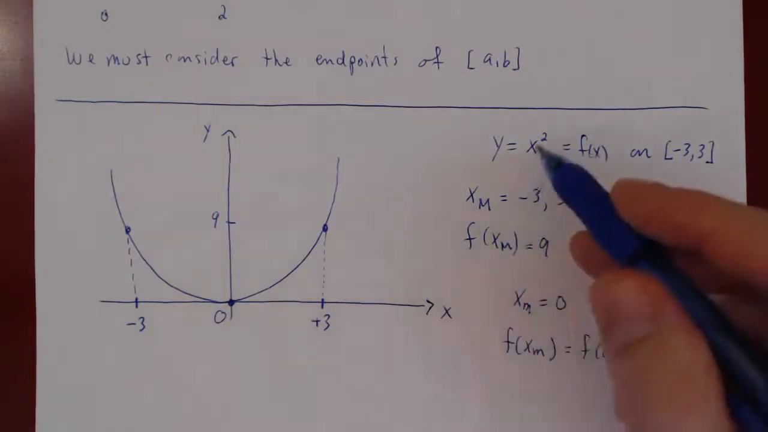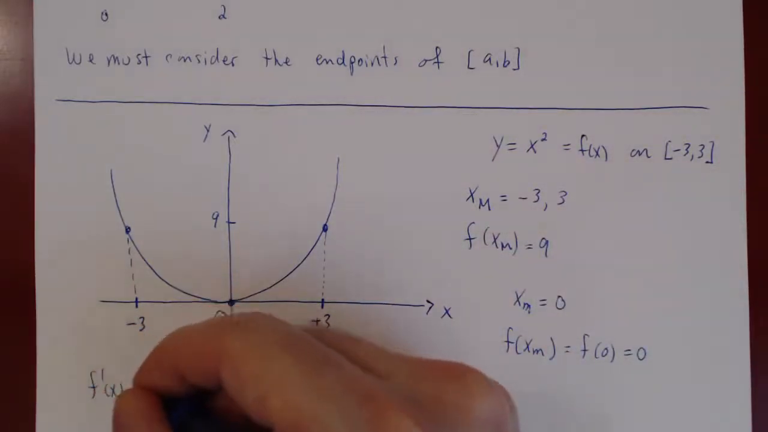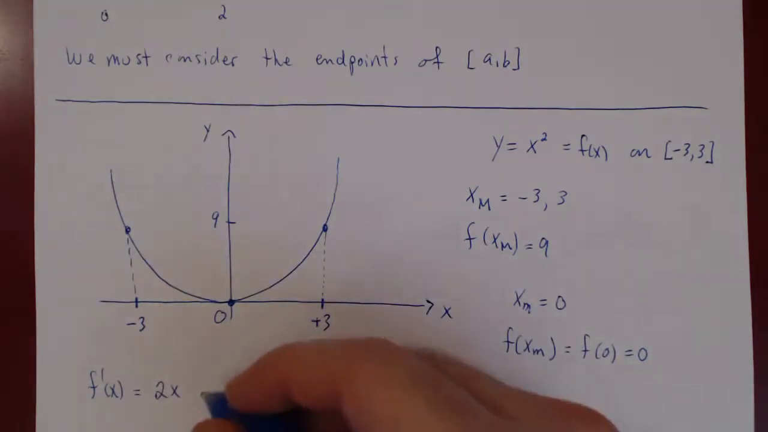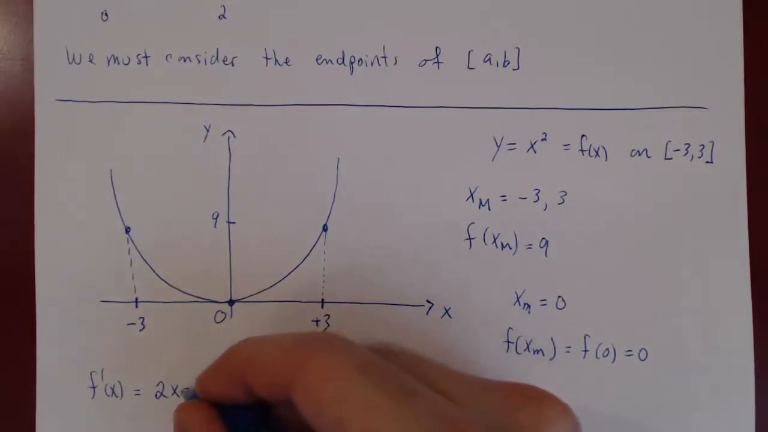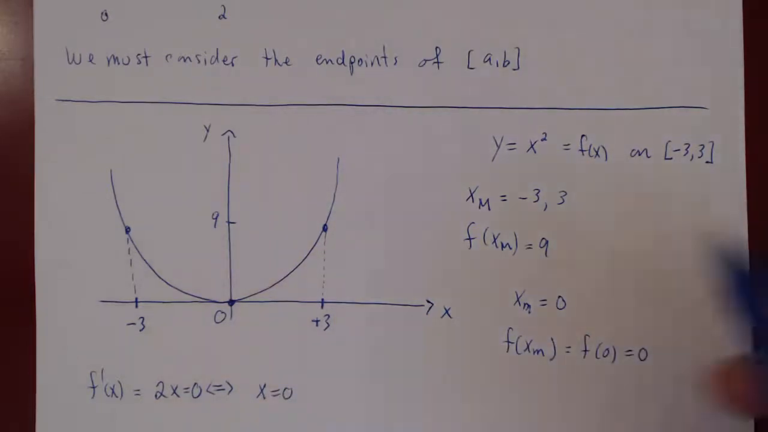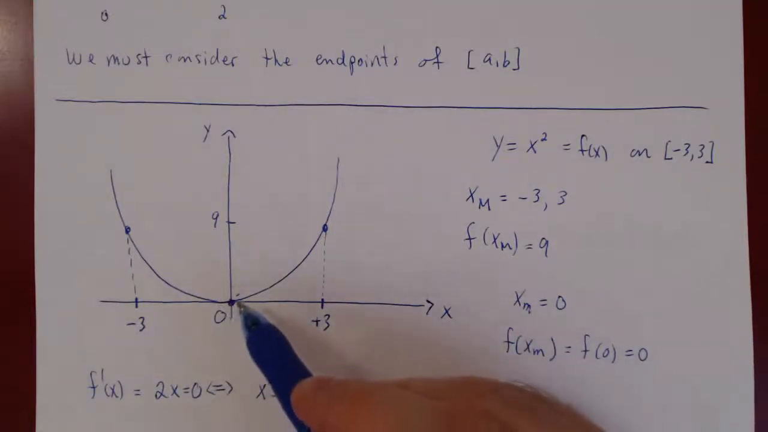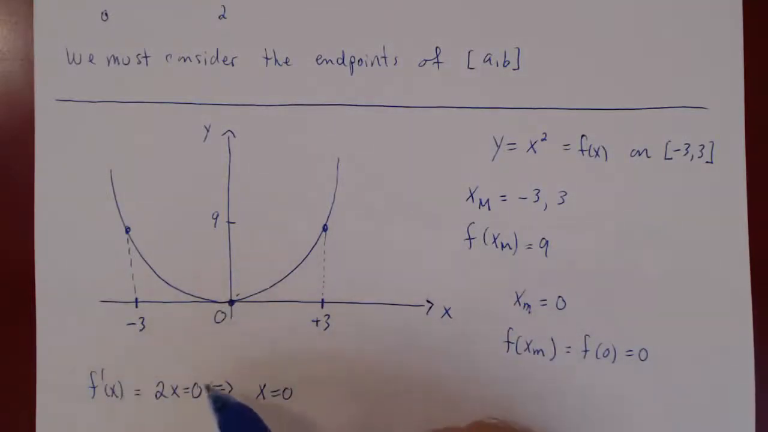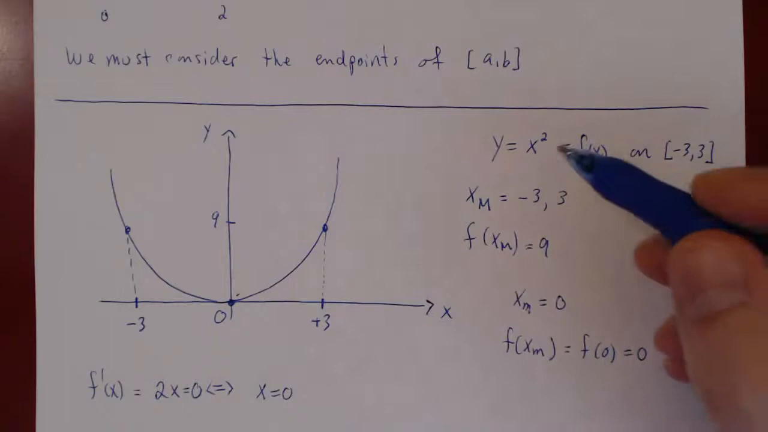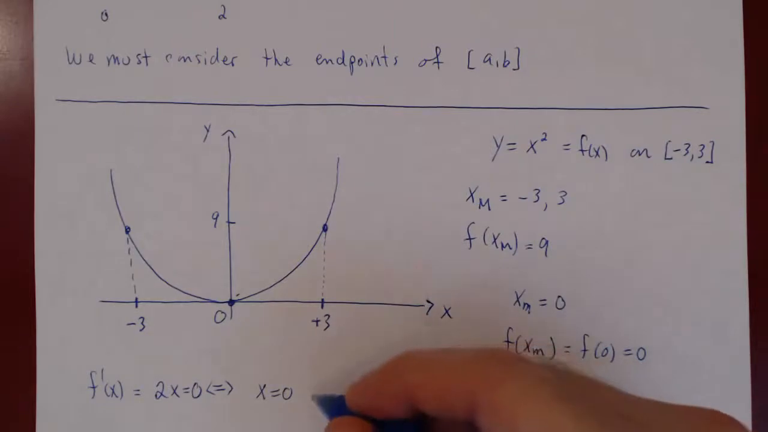What is special here about our absolute minimum? Well, let's look at the derivative of our function. So f prime of x is simply 2x. And the only critical point of our function is where the derivative is 0. So this is 0 if and only if x is equal to 0. So you see that our function y equals x squared between negative 3 and 3 has a unique critical point where the derivative is equal to 0, and that critical point is 0. And in this example, the absolute minimum of x squared happens to occur at a critical point.